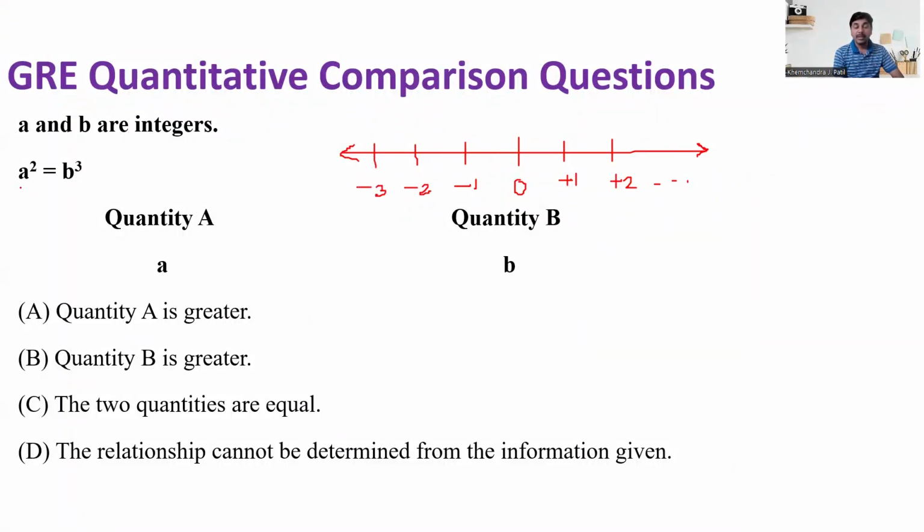Okay. Now A square is equal to B cube. Now this is true only in case of 1. 1 square is equal to 1 cube. But we don't know the exact value of A and B. If you don't know the exact value of A and B, you cannot compare this quantity A and B. So the correct answer for this is relation cannot be determined from the given information. Yes, my dear friends. So this is the first type of the question, that is quantitative comparison in quantitative aptitude of GRE.